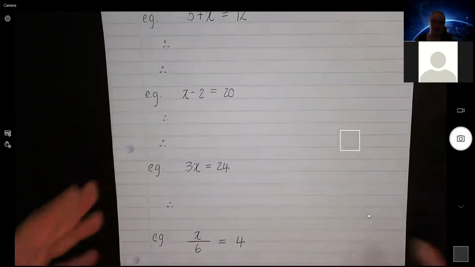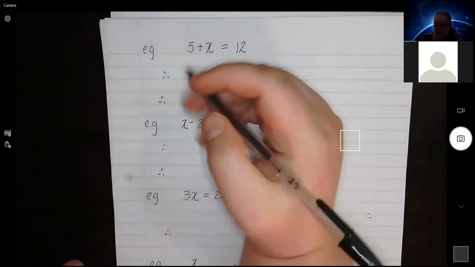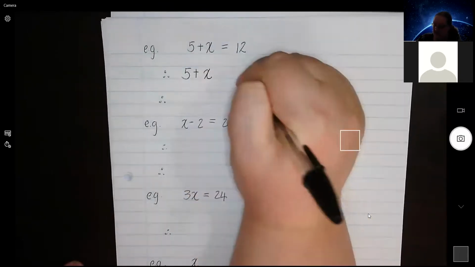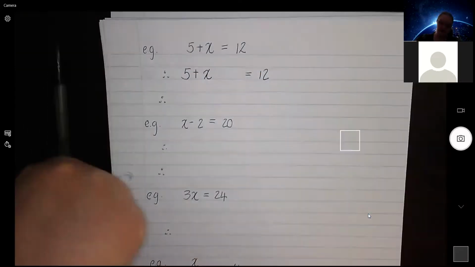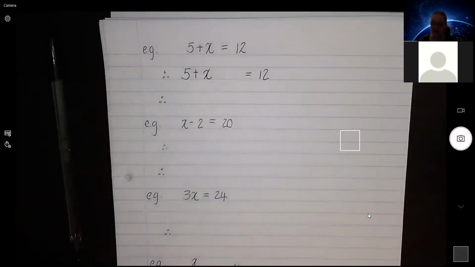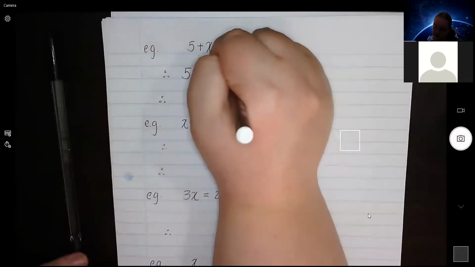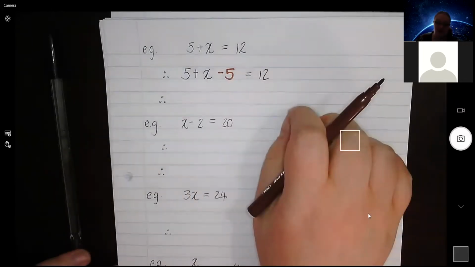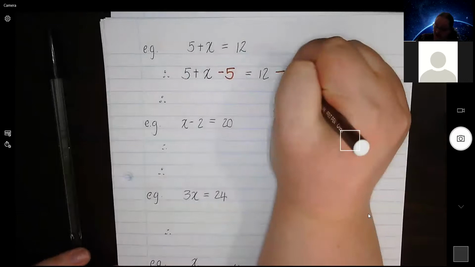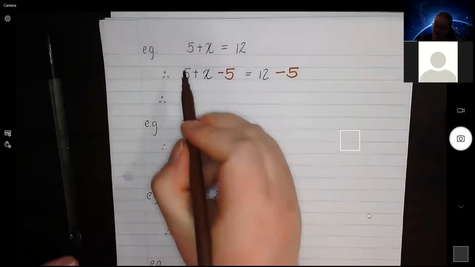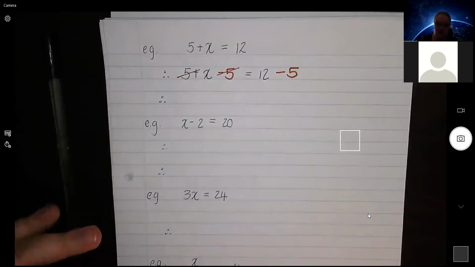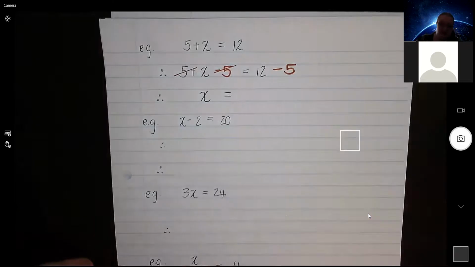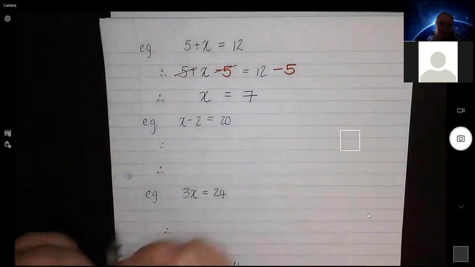So for example, over here, I want to get x alone. So I'm going to leave x where it is. I have 5 plus x on this side, and I have 12 on this side. Now to get rid of the 5, I want to subtract 5 on this side because 5 minus 5 will cancel each other out. But what I do to one side, I have to do to the other. Okay, 5 minus 5 cancel each other out. So x is now alone. And 12 minus 5 is equal to 7. So x is equal to 7.